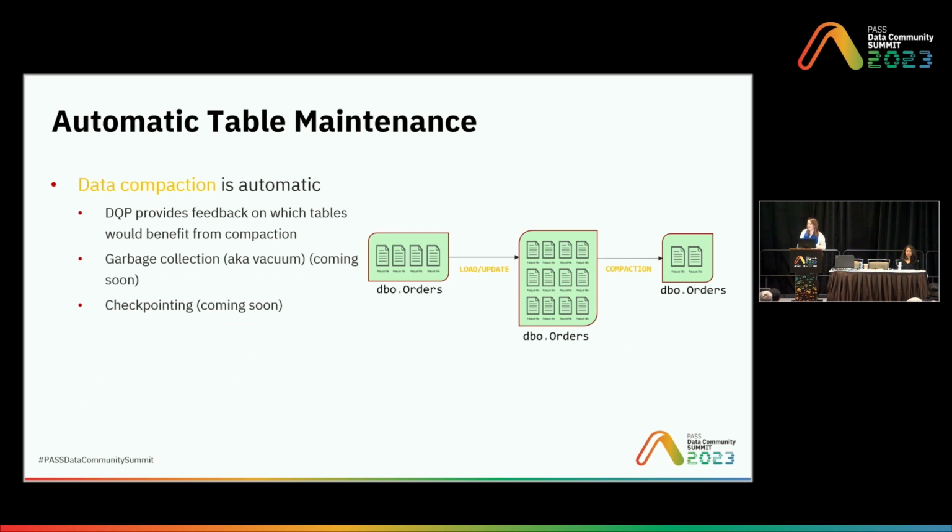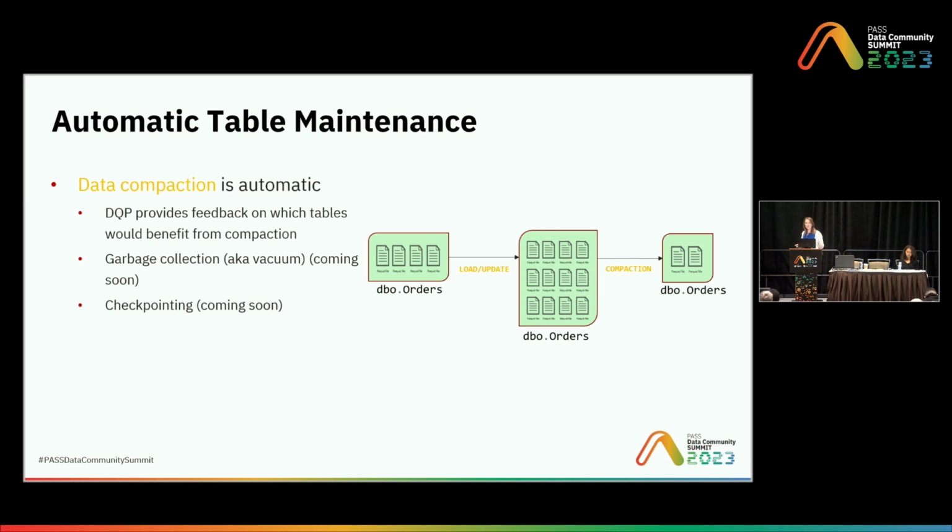Again, in the spirit of SaaSification and out-of-the-box performance, we have automatic table maintenance. So you don't have to worry about running any optimized commands. We basically do all data compaction for you. We will do data garbage collection for you shortly, and we will also be introducing checkpointing of those Delta log files as well. So you don't have to worry about any of that.